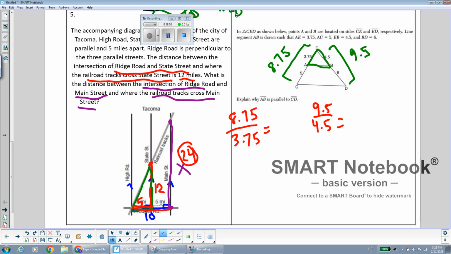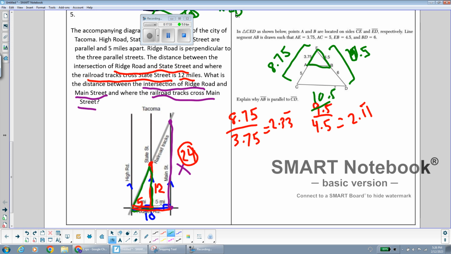Let me get my calculator out because they're decimals here. These are not nice numbers. 8.75 divided by 3.75. So that's like 2.333 repeating. Okay. Let's see if it's the same thing for 9.5 over 4.5. That's 2.1. So those are not proportional. So I'm going to have to throw that idea out. Oh, my bad. I can't add today. 6 plus 4 is 10. This is 10.5.